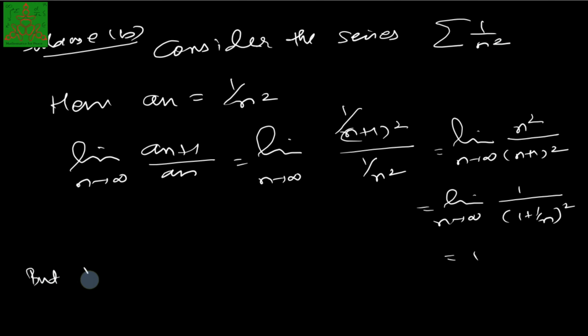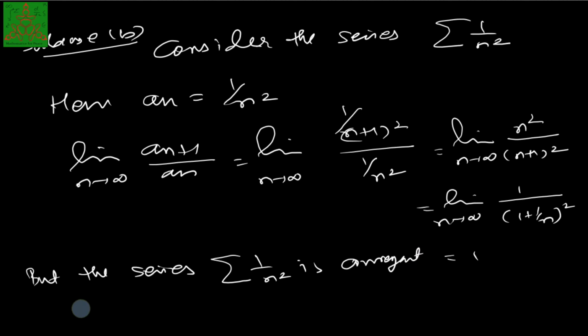But the series summation of 1 upon n square is convergent by p series test, because you know that the value of p is 2, which is greater than 1.